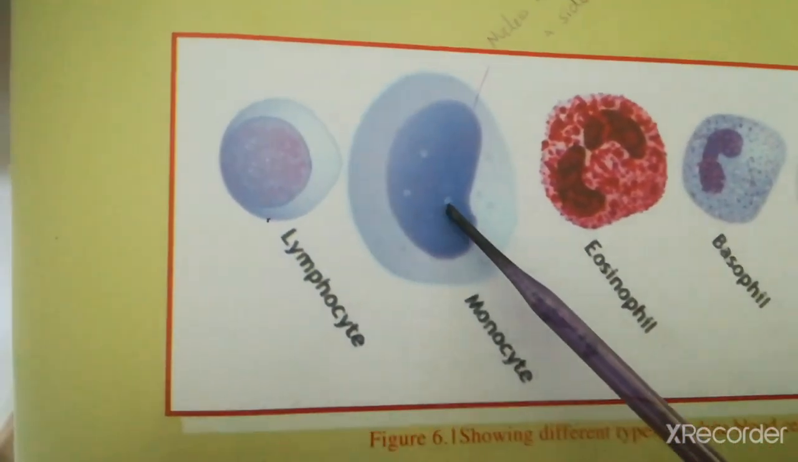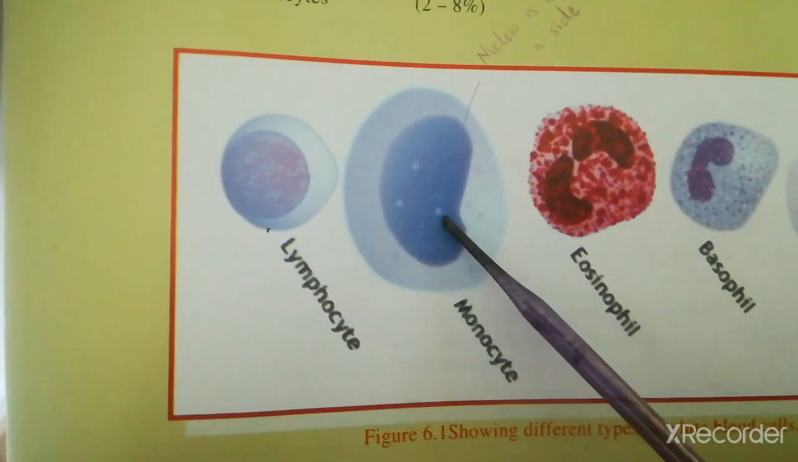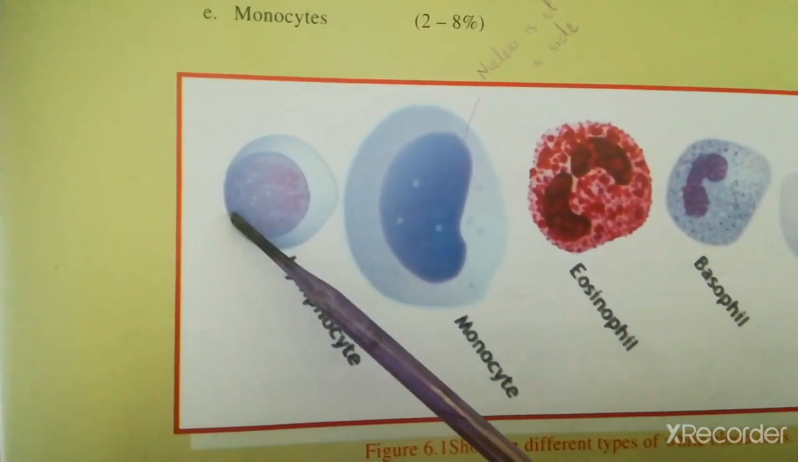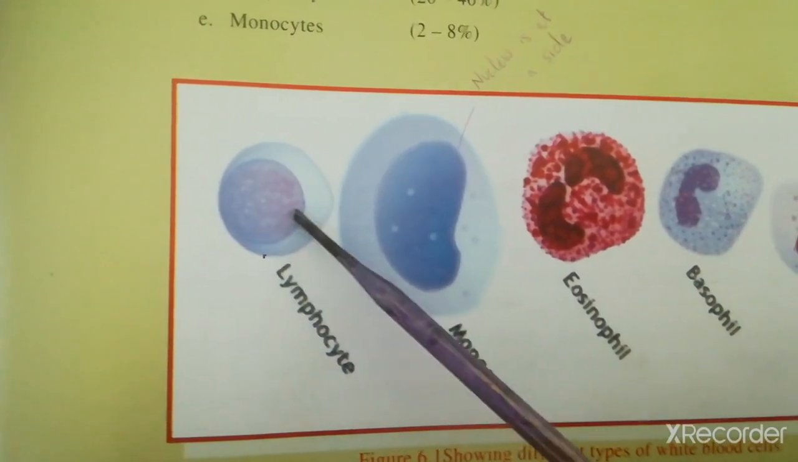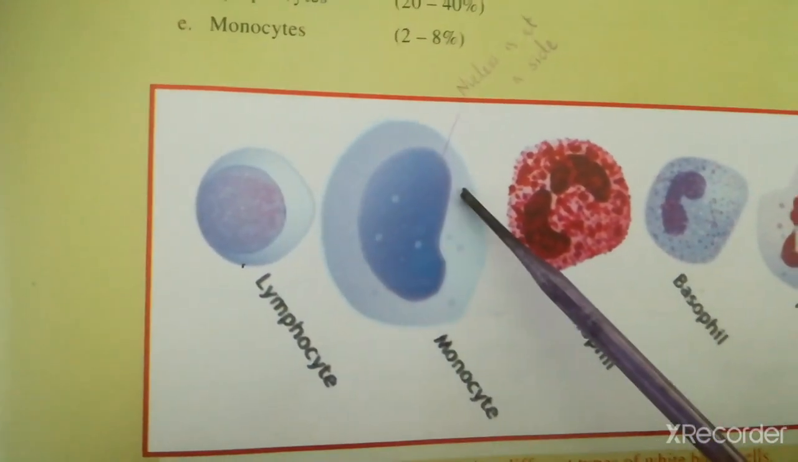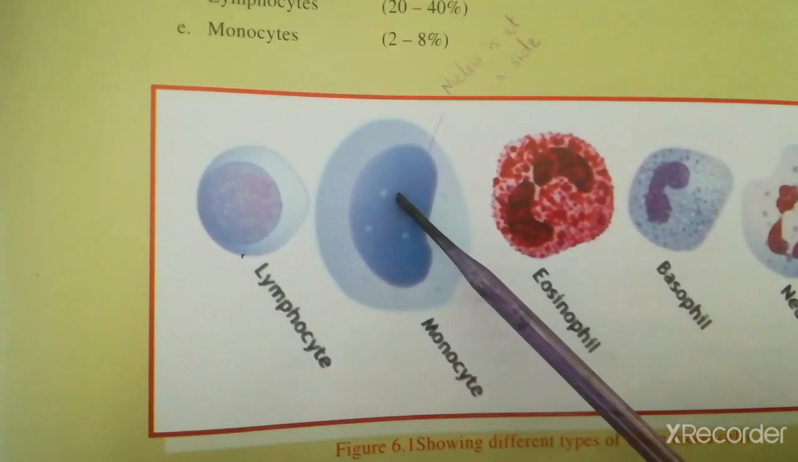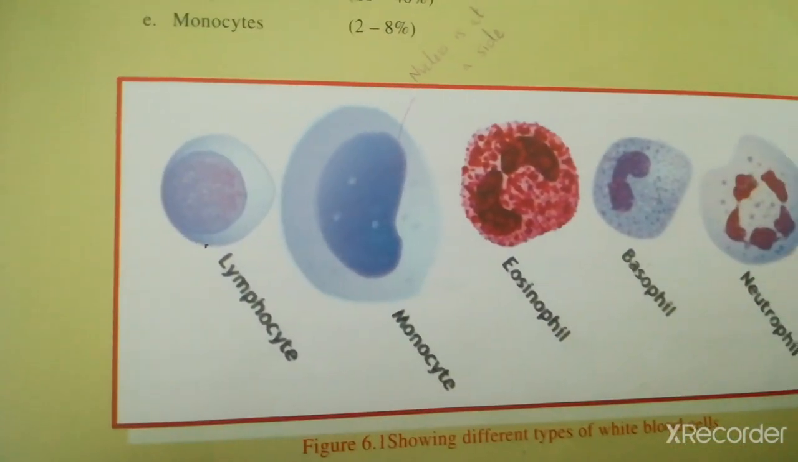Okay, if we come back to agranulocytes, which are monocytes and lymphocytes, you can appreciate that the lymphocytes have a rounded nucleus which is covering most part of the cell, while monocyte has a kidney-shaped nucleus. Both of them lack proper granules.